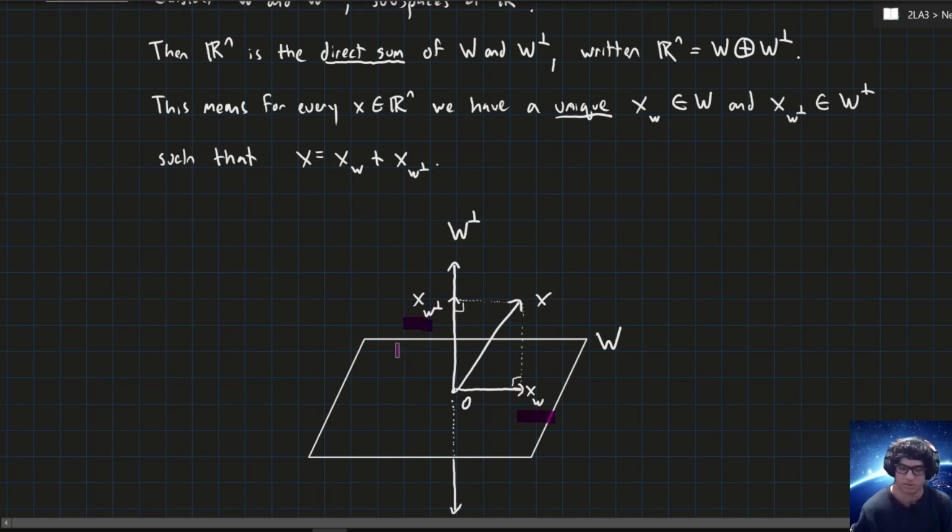This drawing might be familiar from first year linear algebra, because these vectors are the projections of x onto these two subspaces. So x projected down onto W is going to be this xW here, and then x projected over to W perpendicular is going to be this xW perpendicular here. And so orthogonal projections will be our next topic.